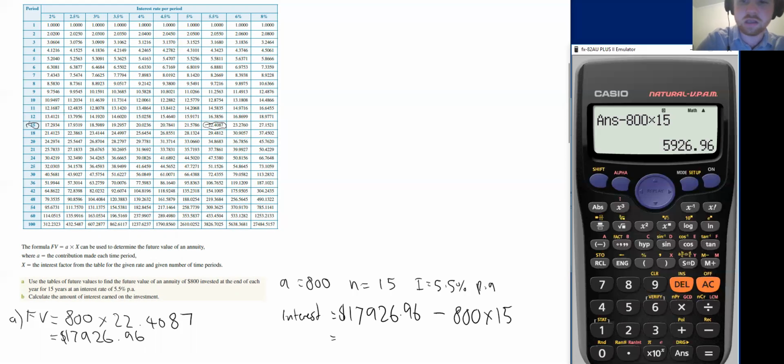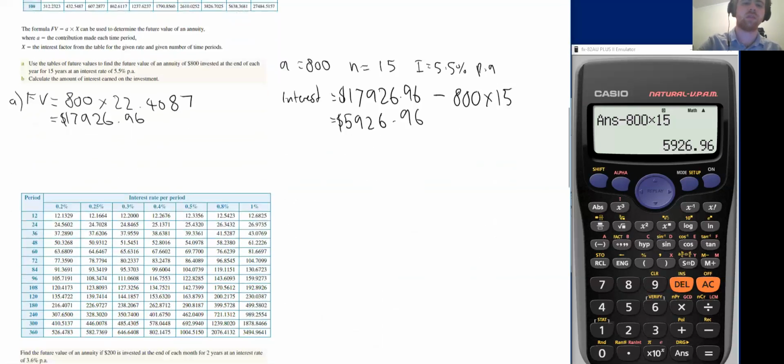And you can see here there's quite a lot of interest earned on our annuity here. If we just put in 800 times 15, there was no interest, we would have been almost $6,000 worse off. So interest is a great thing. It's great to be putting money in early. So if you can raise your superannuation percentage, it's going to result in a much larger amount at the end of when you withdraw from your superannuation.